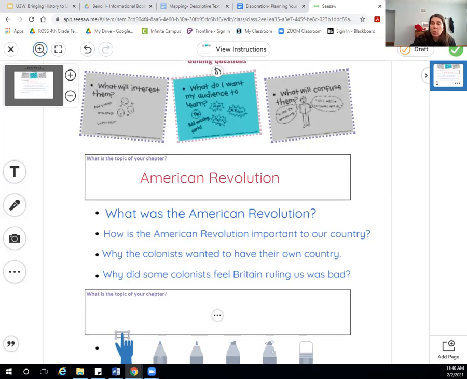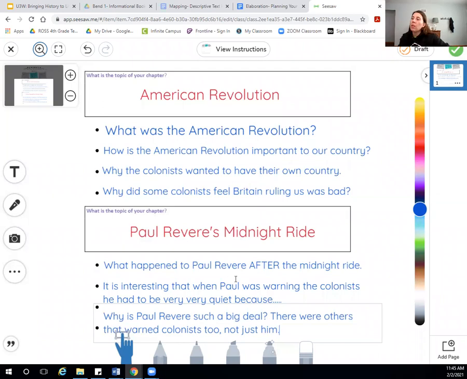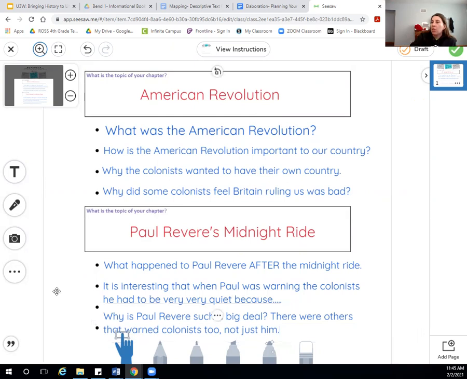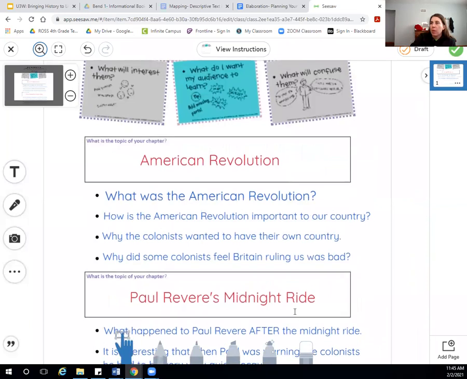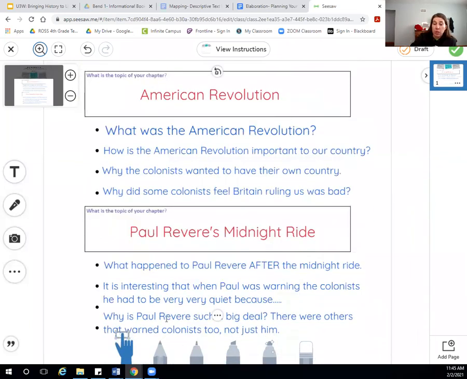So I'm going to add a little bit more information on this sheet. Okay, so let's say that my second chapter is all about Paul Revere's Midnight Ride. And I need to talk about what would interest my reader. Okay, what will interest them? I think it would be interesting for the reader to know what happened to Paul Revere after his Midnight Ride. Did anything happen to him? Did he get arrested? Was he just fine? Did he go into hiding?